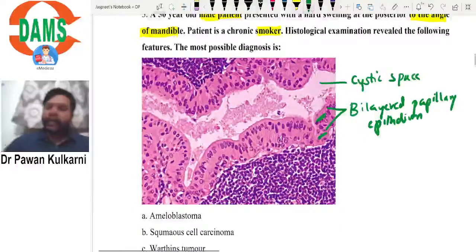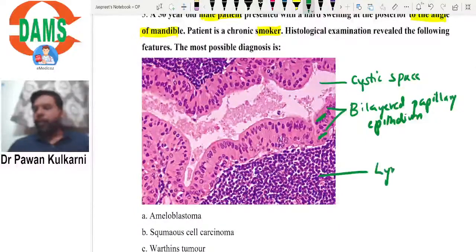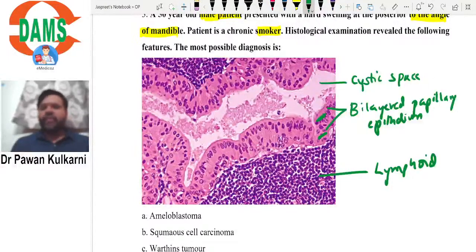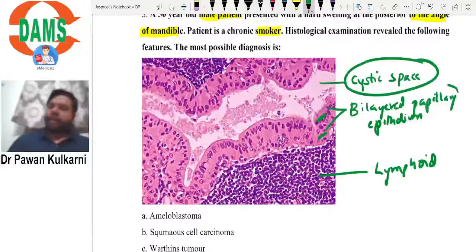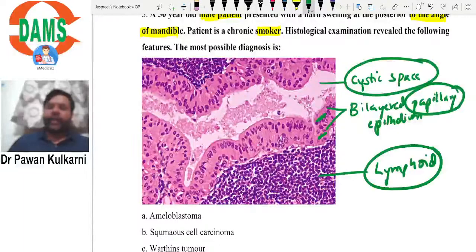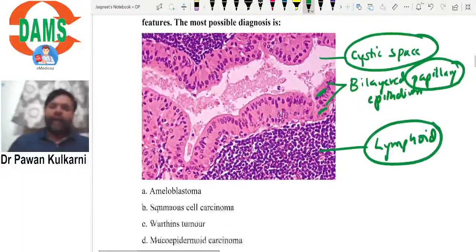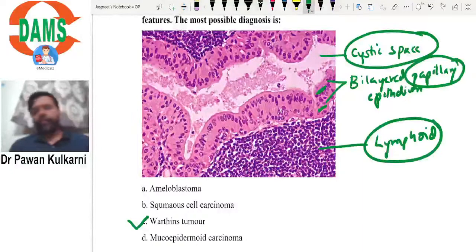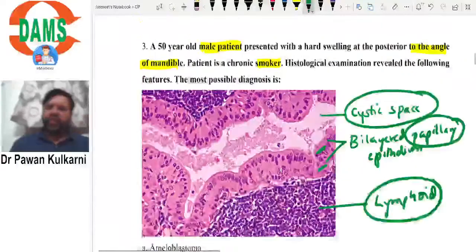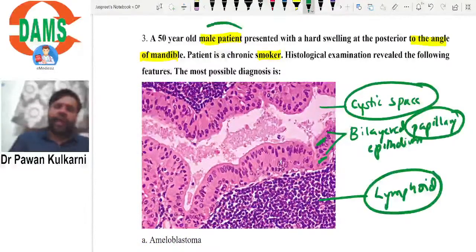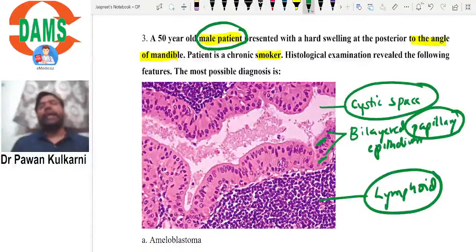We can also note here there is a lymphoid component. Okay, so by understanding these three components, that there is a cystic space, there is a papillary layer, there is a lymphoid component, it is nothing but Warthin's tumor. So always remember this. First of all, if you look at this question, the patient is a male patient because Warthin's tumor frequently occurs in males, and it is at the angle of the mandible.